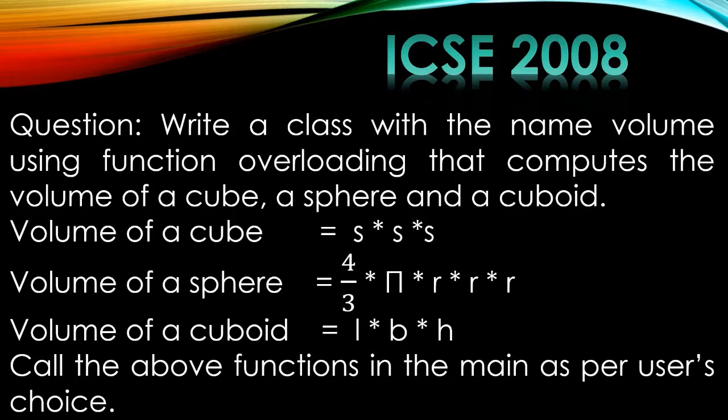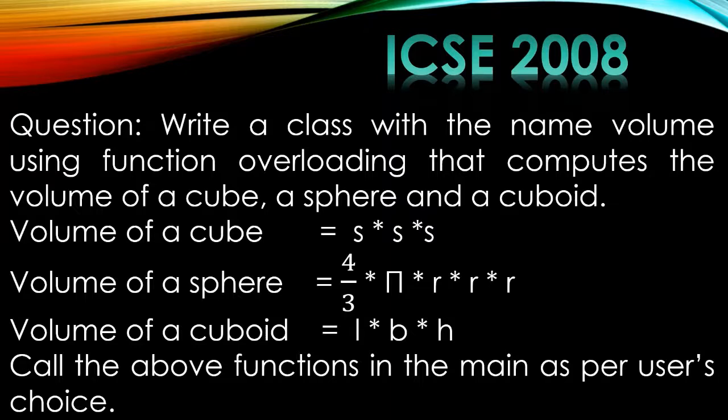Write a class with the name volume using function overloading that computes the volume of a sphere and a cuboid. The volume formulas for the cube, the sphere and the cuboid are given. So we have to call the above functions in main as per the user's choice. Whenever the choice is the user's, we choose from a menu, since it's a menu driven program.